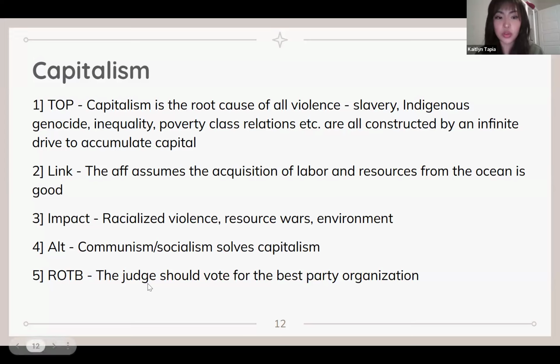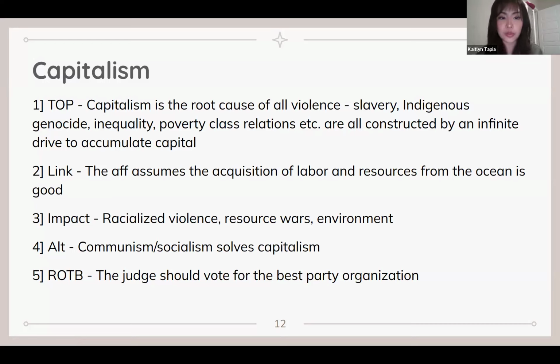And then fifth is the role of the ballot. The judge should vote for the best party organization. This is obviously a role of the ballot that would be best fitting for the K if the alternative is some form of party organization. And so it tends to be a little bit self-serving, but the point of the role of the ballot is for the judge to kind of frame out who should get the ballot, right?